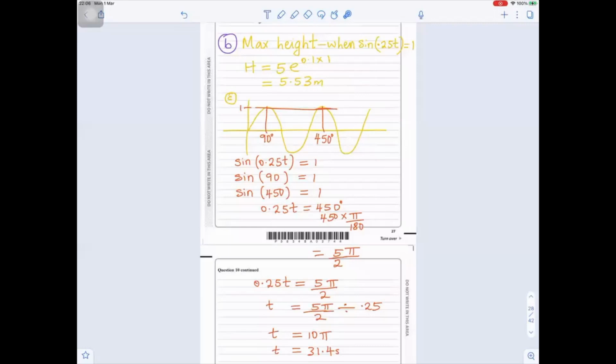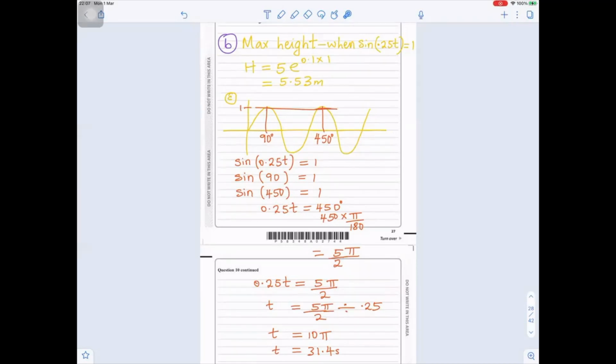For part B, maximum height is when the sine of 0.25t is equal to 1. So when all of that, the power, is equal to 1, it's 1 there for sine of that. So it's e to the 0.1 times 1. Replace that with 1. So put that in your calculator, you get 5.53 meters.